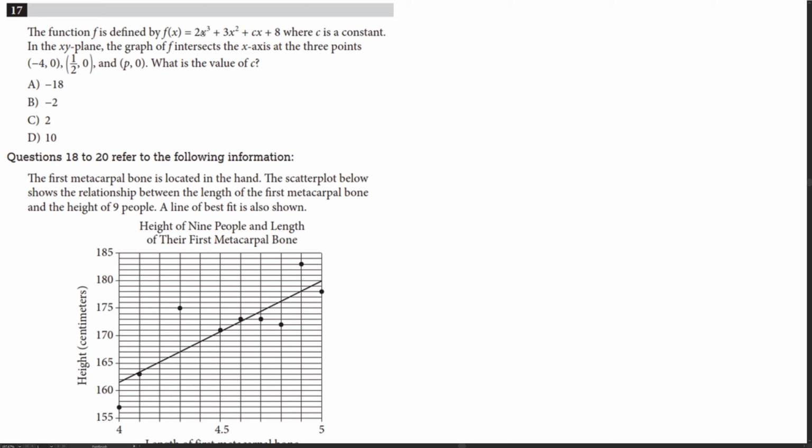So I'm just going to solve this by plugging this point in, the first point. You could also plug in this point using your calculator, but this is a little bit easier. So we know that f of x, or y, is equal to 0, and we just plug in negative 4.